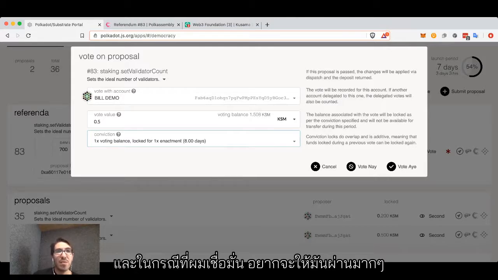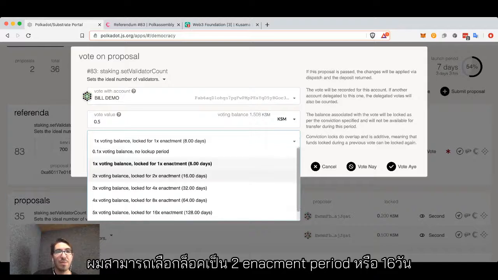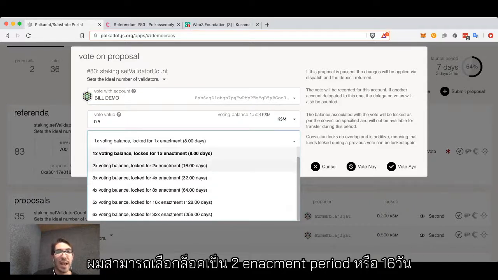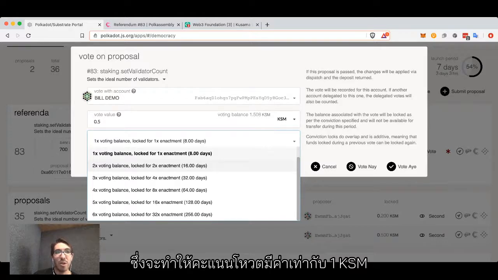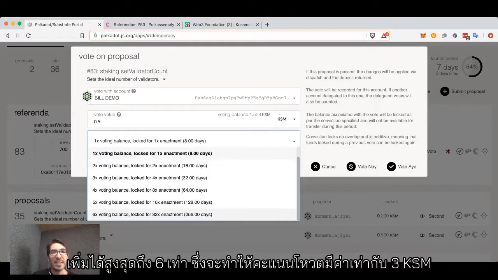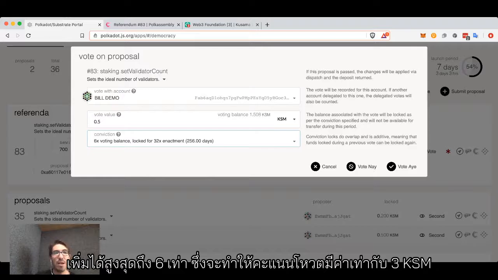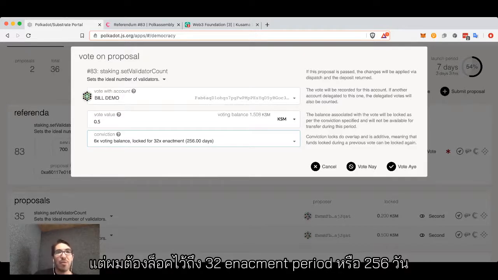And if I really, really believed in this, I could lock up 2 enactment periods or 16 days, in which case my vote would count as 1 Kusama, all the way up to 6x, where this half a Kusama vote would count as 3 Kusama, but I would have to lock up for 32 enactment periods, which is 256 days.